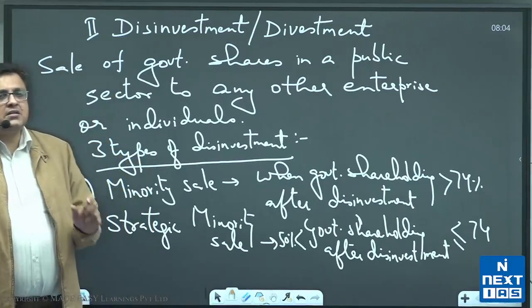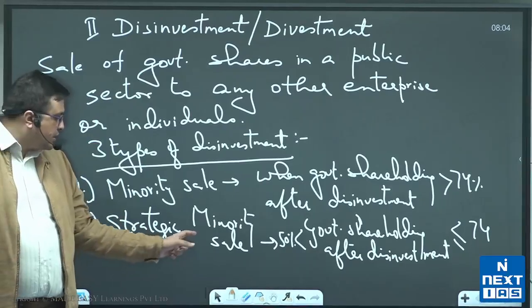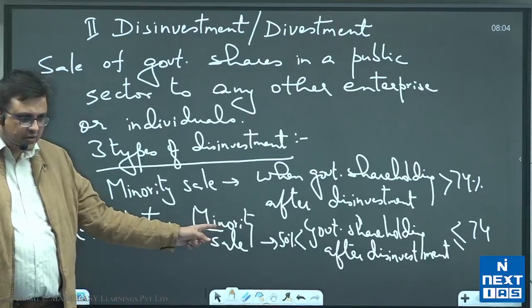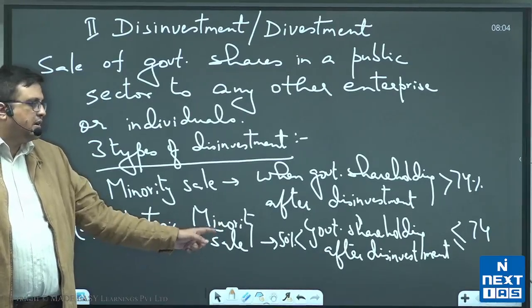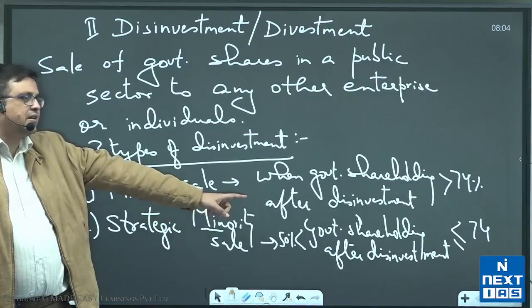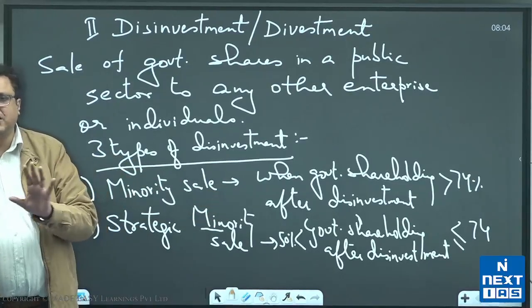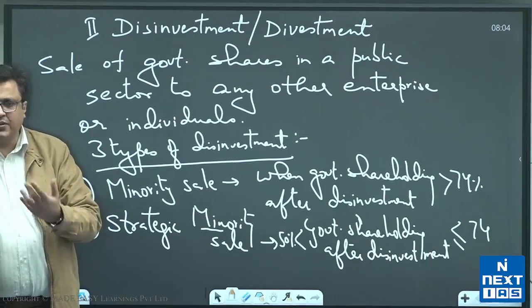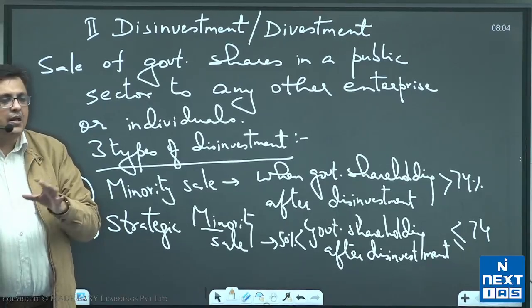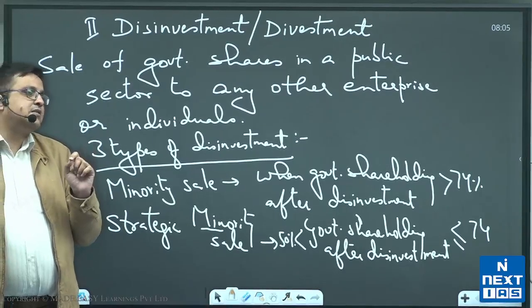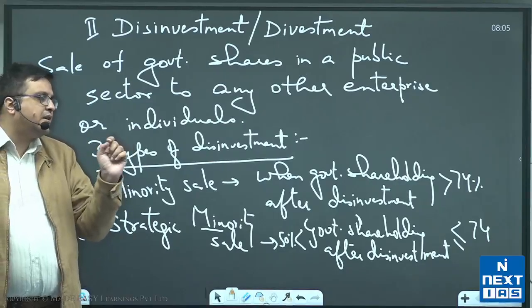Again, since it is greater than 50%, the name minority still remains. All right, strategic minority sale, minority because it is still greater than 50%. So the company still entirely belongs to the government. All activities will be done by the government. And strategic because the government can have a strategy behind doing this.